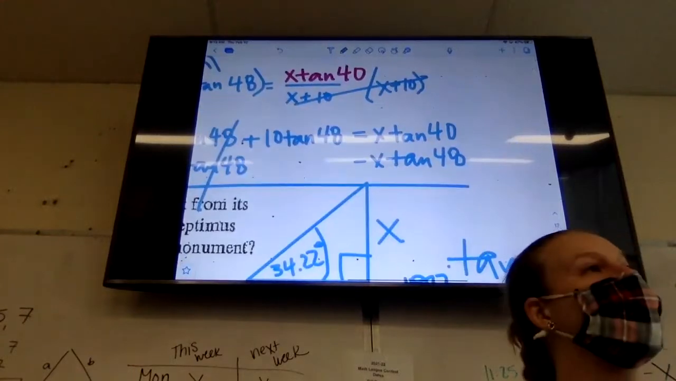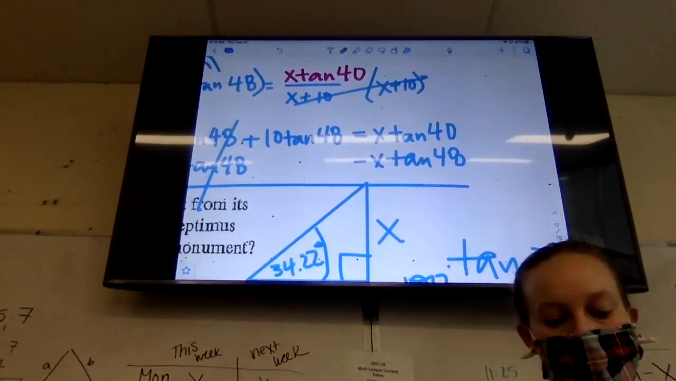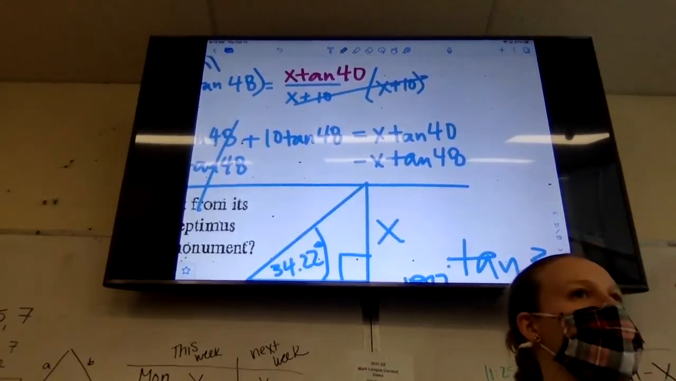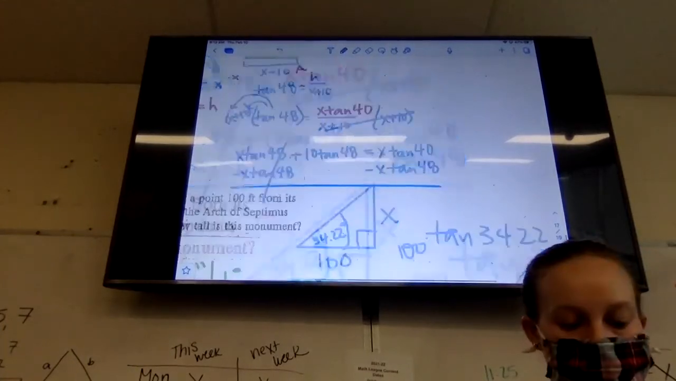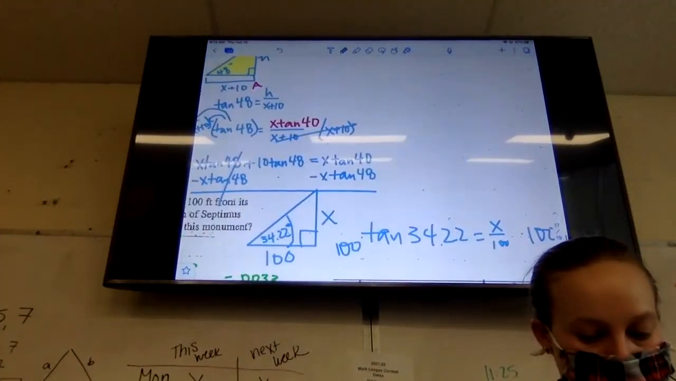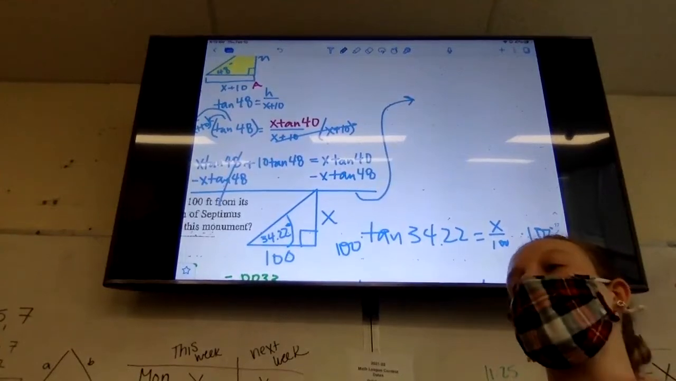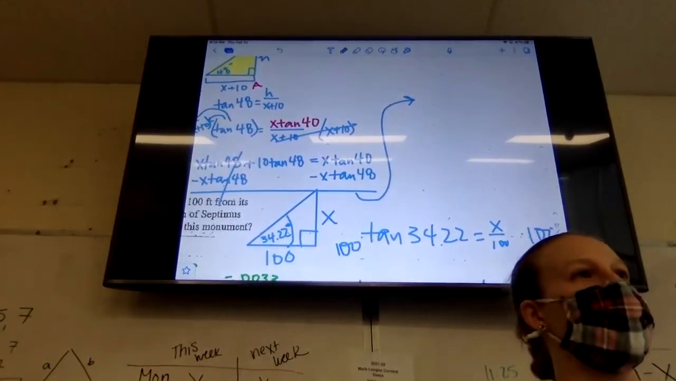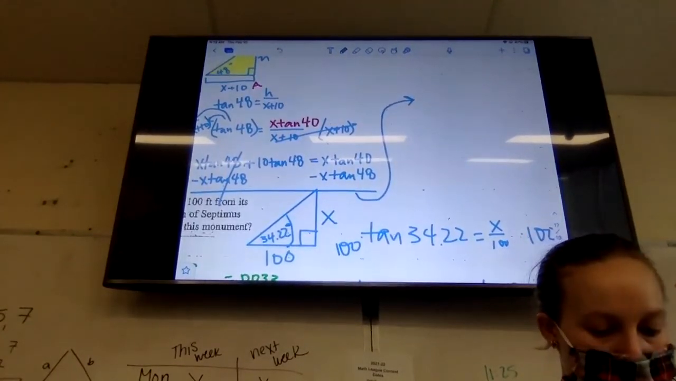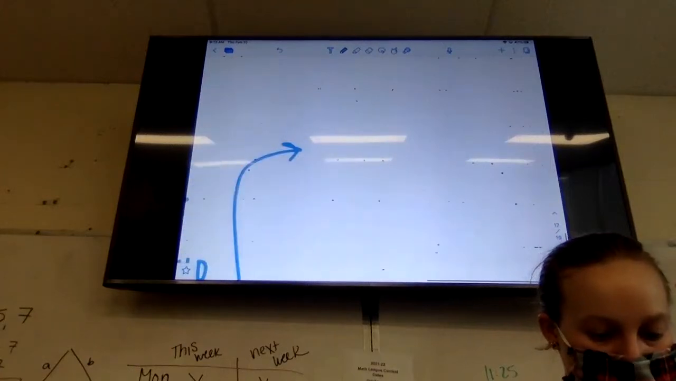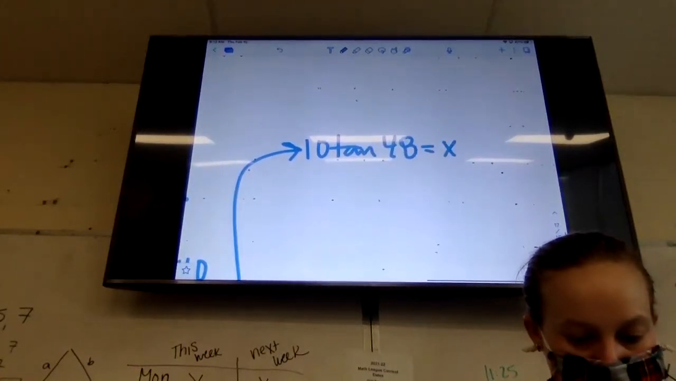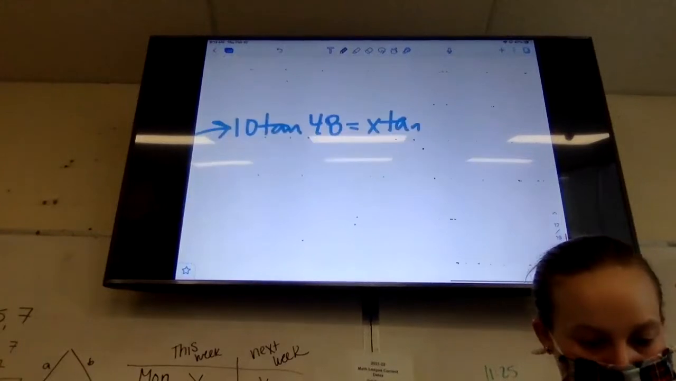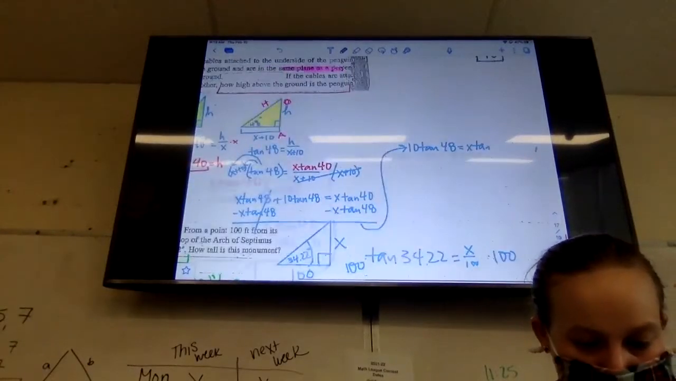another thing we might be tempted to do is be like, oh, x tan 40 minus x tan 48. Can't the tans combine and it be like negative 8 instead? Don't do that. The trig does not work as necessarily as algebra would work. So don't just think you can add, subtract like that. When I move my x over, I've got 10 tan 48 equals x tan 40 minus x tan 48.